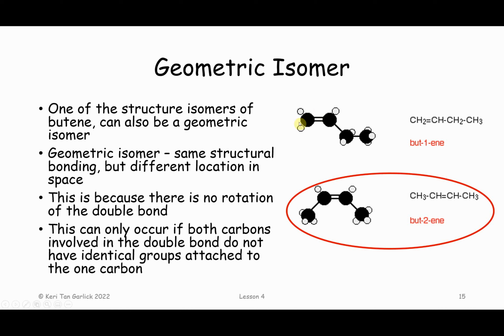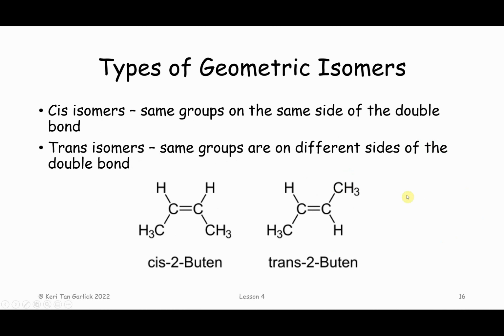The top one here is not an example of something that could do a geometric isomer, and that's because this first carbon here has two hydrogens. So if I flip those two hydrogens around, it's still the same molecule. So that's what you're looking for with these geometric isomers.